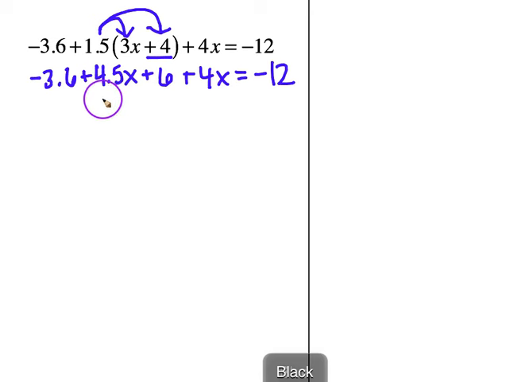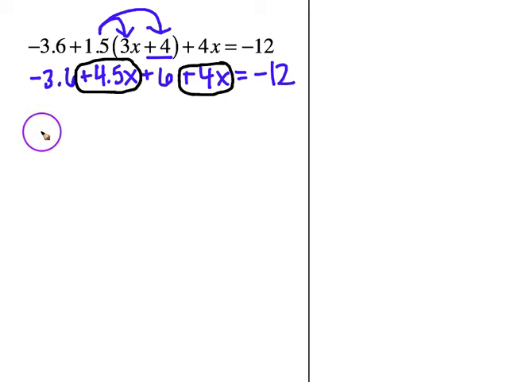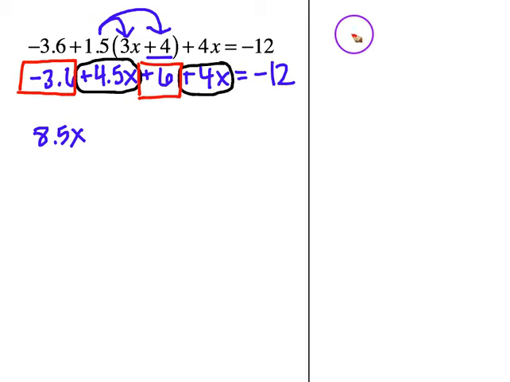Here, I can combine the variables as well as the constant. So first, let's take care of the variables because that's what we would normally write first. I'm going to combine a positive 4 5/10 x with a positive 4x, which is going to leave me with 8.5 x. Now I can also go ahead and combine my constant. I'm going to combine a negative 3 6/10 with a positive 6. I'm going to do that off to the side.